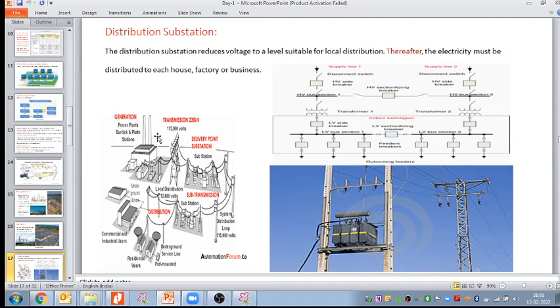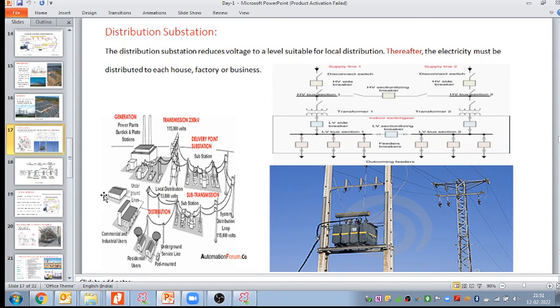Now the next is the distribution substations. The distribution substations reduce the voltage to a level that is suitable for local distribution. Thereafter, the electricity must be distributed to reach each house, factory, or business. So that is the use of the distribution substation. It will take 132 kilovolt or 66 kilovolt or 220 kilovolt and step down to 33 kilovolt or 11 kilovolt, and that 11 or 33 kilovolt we can directly feed to the industries, commercial users or end users. This is the role of the distribution substations, right?